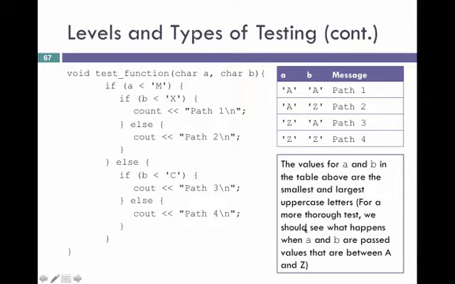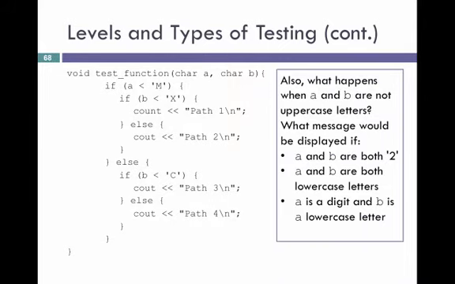So what would happen when A and B are passed values that are between A and Z? Also think about what happens when A and B are values that are not uppercase letters. Like what message would be displayed if A and B both had the character 2, or if they both had lowercase letters? What if A were a digit and B is a lowercase letter?